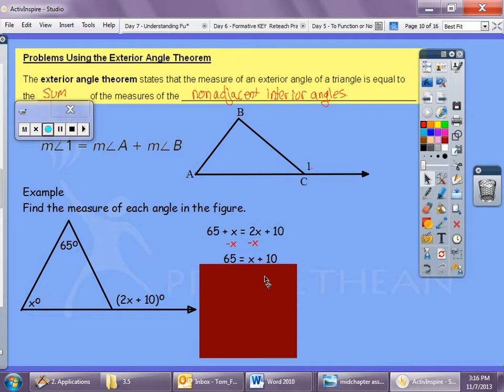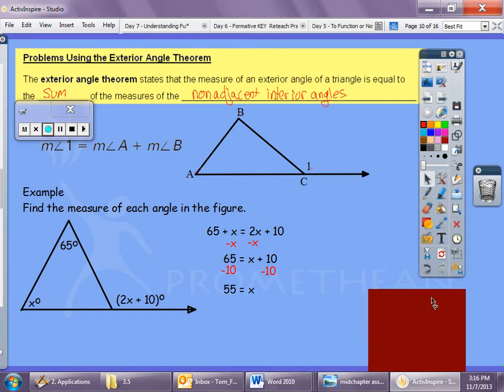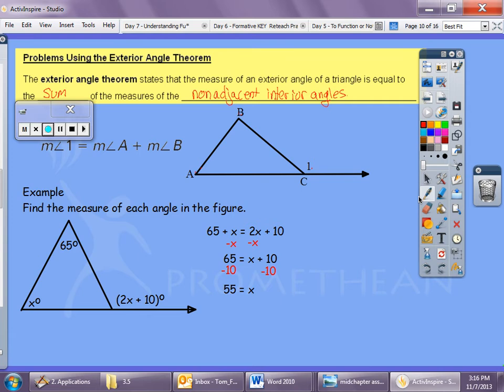Subtract x from both sides, so we get 65 equals x plus 10. Subtract 10 from both sides, x is equal to 55. So we know that x is 55. So we know that this is 55. And then if we add 65 and 55, we get 120. And that means this angle is 60 degrees.